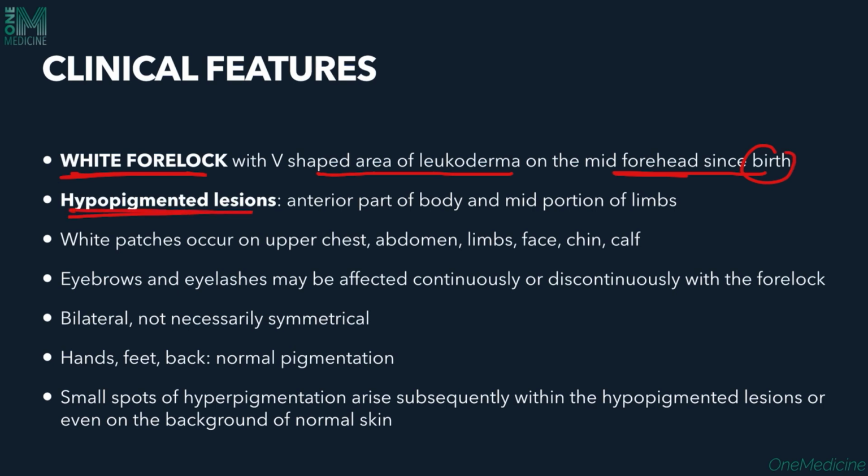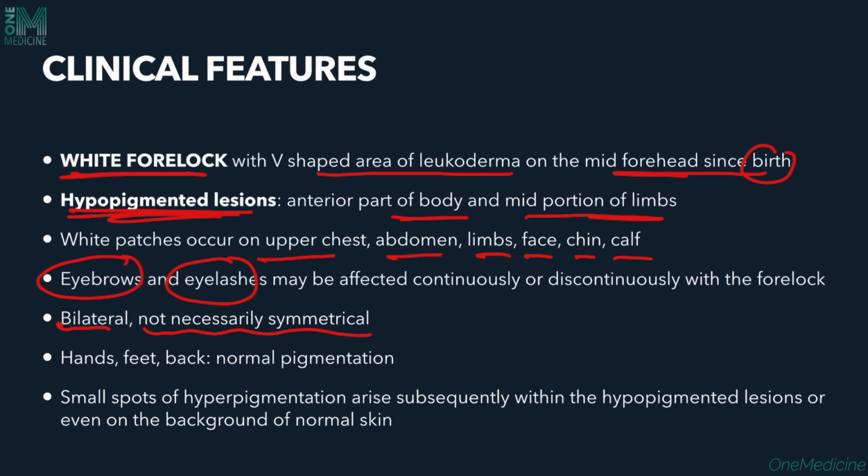The hypopigmented lesions will be present on the anterior part of the body, the mid portion of the limbs, upper chest, abdomen, limbs, face, chin, calf. You can see the white patches present. Even eyebrows and eyelashes can be affected along with the forelock, continuously or discontinuously with the forelock. The lesions are bilateral but not symmetrical. Hands, feet and back are normal; they won't be affected here.